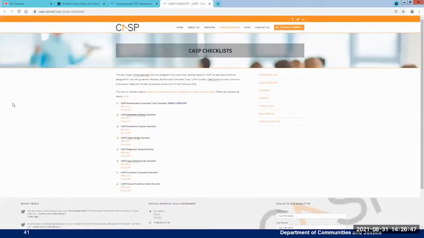As you can see, there's a lot there. A lot of them are not relevant to us and the social welfare system. So the ones that would be relevant would be the RCT, the systematic review, and the qualitative studies checklist. So they're really useful.